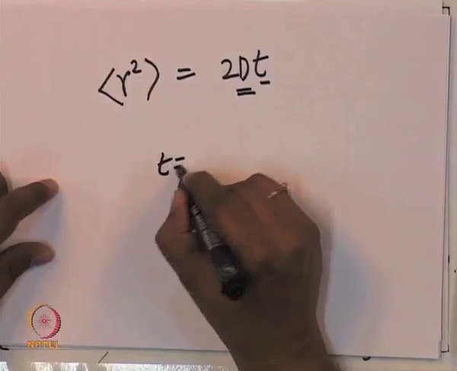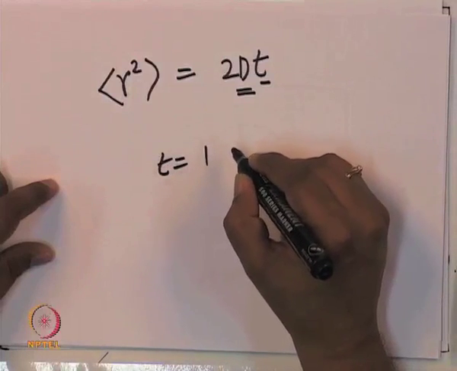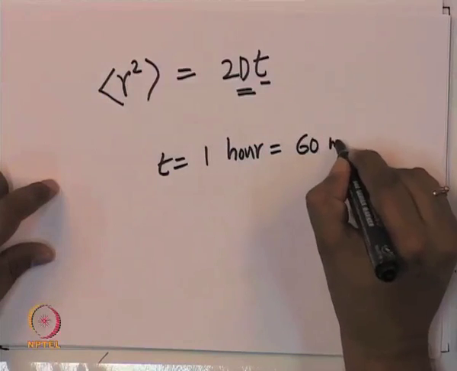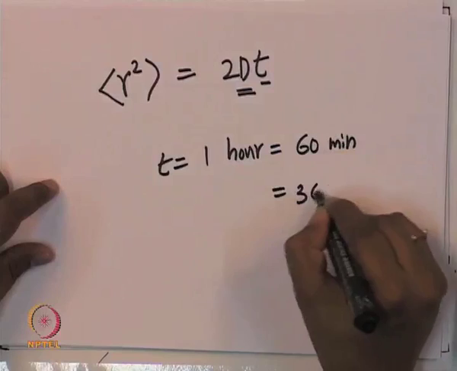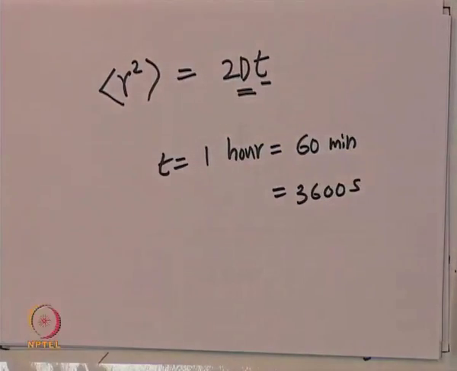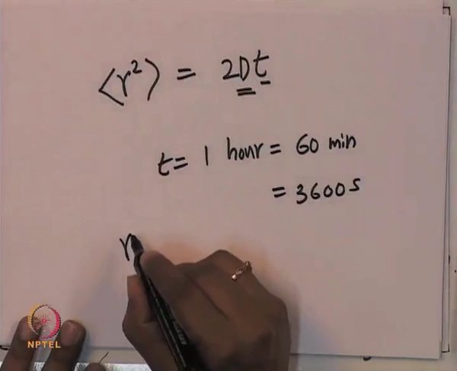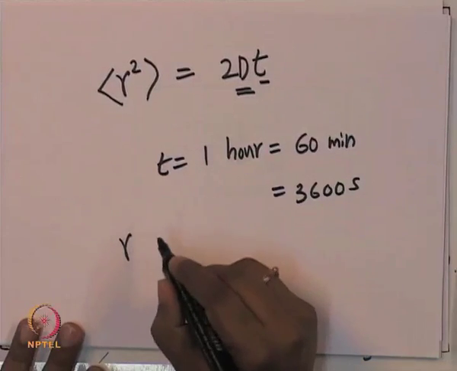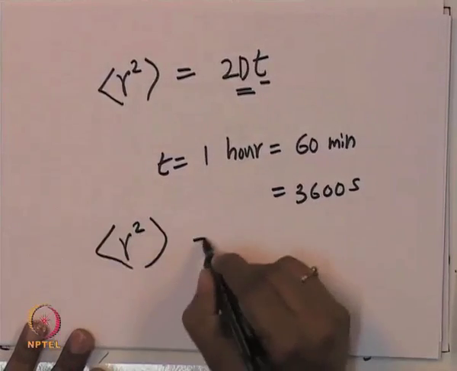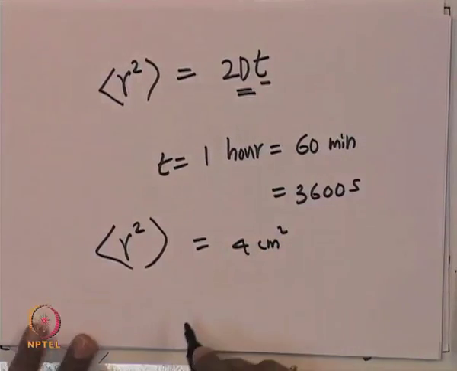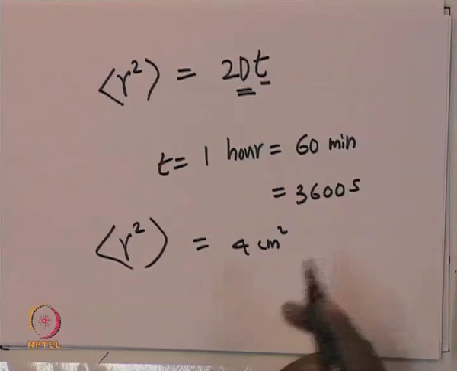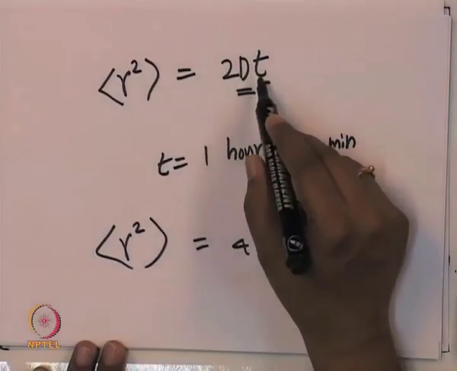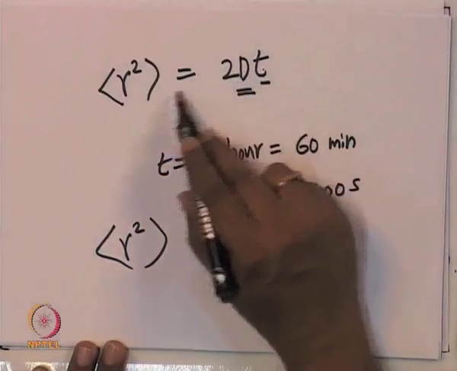t is 1 hour, which is basically 60 minutes, which is 3600 second. Now, what is r square average? The typical distance is 2 centimeter. So, the square of the distance average has to be about 4 centimeter square. So, this is r square average, about 4 centimeter square. From this we know t, we do not know D, but we know this.